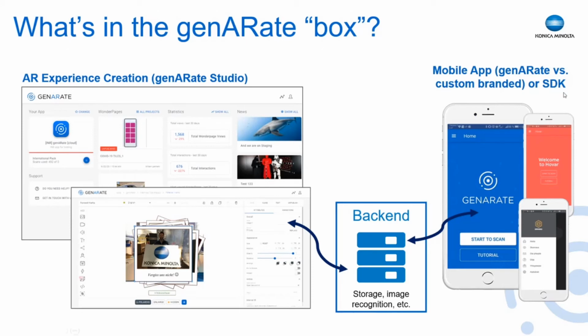And the third way is that Konica Minolta is also offering an SDK, which means if a customer already has an existing app, then he can integrate the genARate functionality into his existing app. And of course, there is a very powerful backend that stores all the content, manages the image recognition, and manages the communication between the app and the content management system.